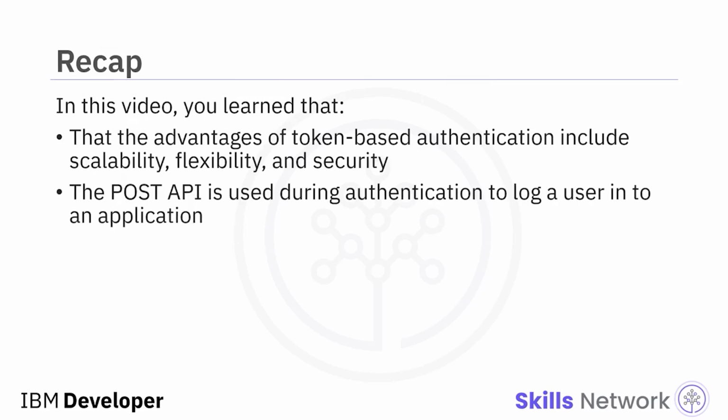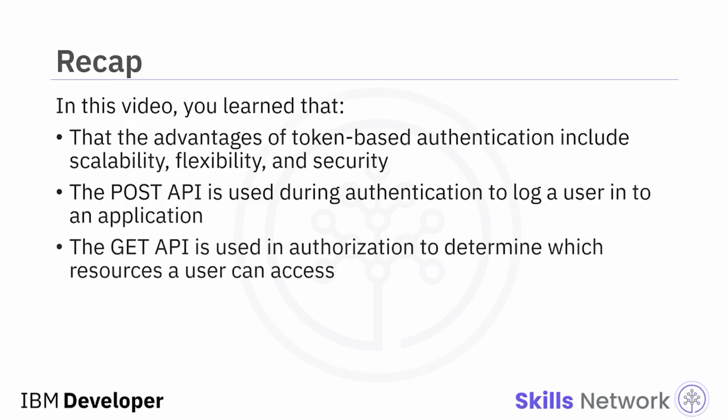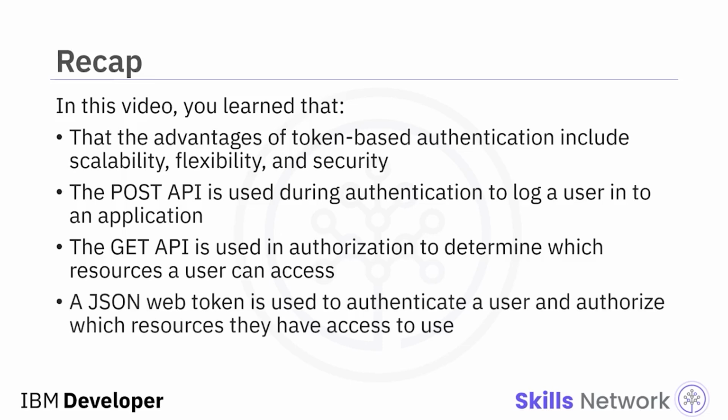The POST API is used during authentication to log a user into an application. The GET API is used in authorization to determine which resources a user can access. And a JSON Web Token is used to authenticate a user and authorize which resources they have access to use.